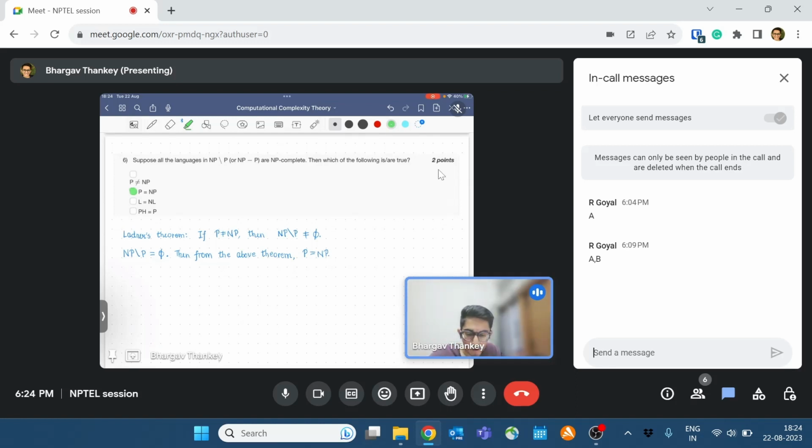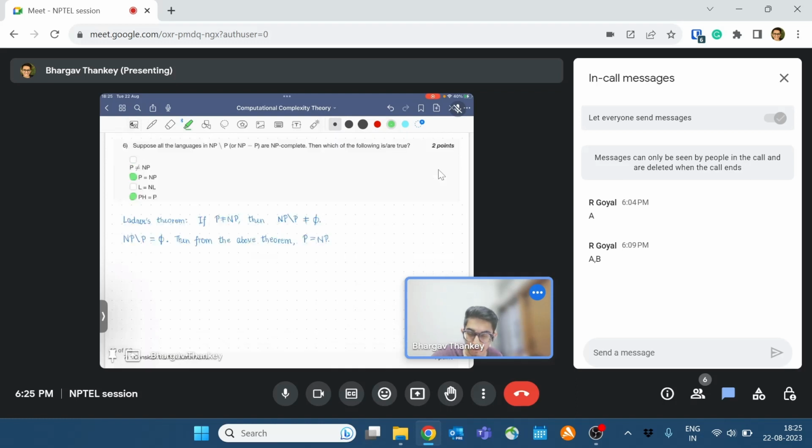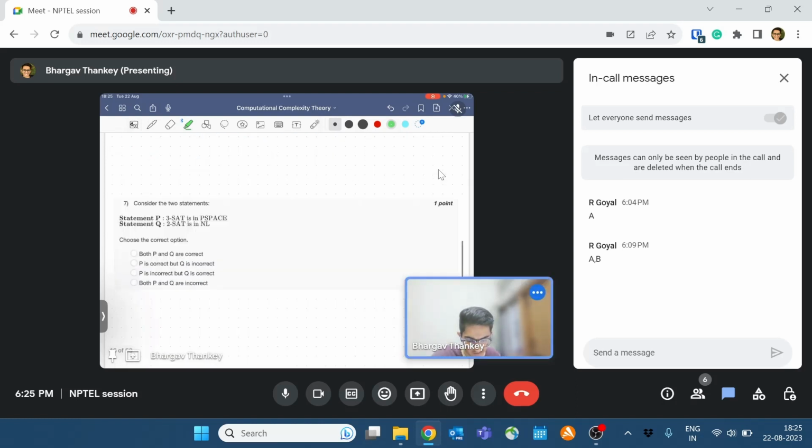If option B is true, option A cannot be true. Again, we cannot say anything about option C. And what about option D? Option D would be correct. Why? Because the hierarchy will collapse, all the way to the first level, P. Is this fine? Yes. Then let's look at the next problem.